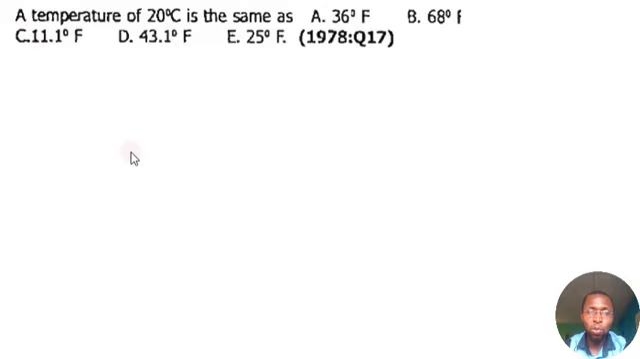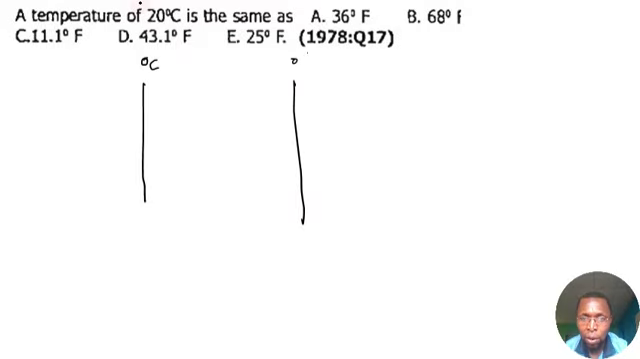What we need to do is just draw two vertical lines. This is the first one, and this is the second one. Since we are dealing with two scales, let's call the first line degrees Celsius, and what we are converting into is degrees Fahrenheit, so the second line is the degrees Fahrenheit line. Remember that for degrees Celsius, the boiling point is 100, while the freezing point is 0.